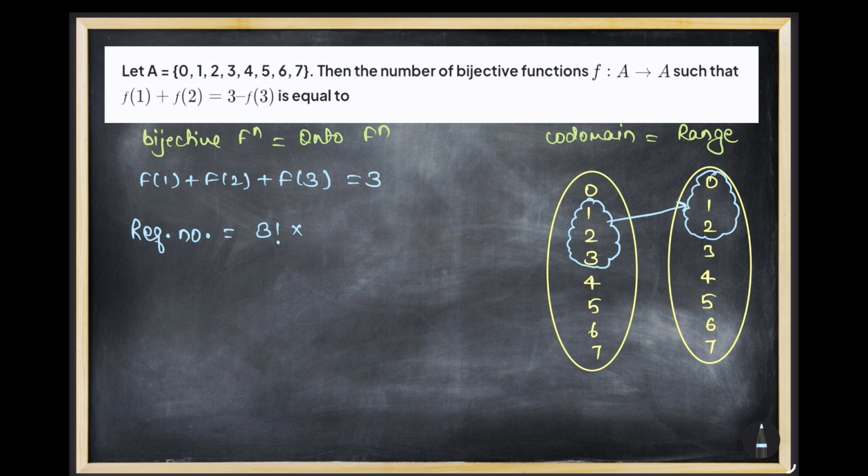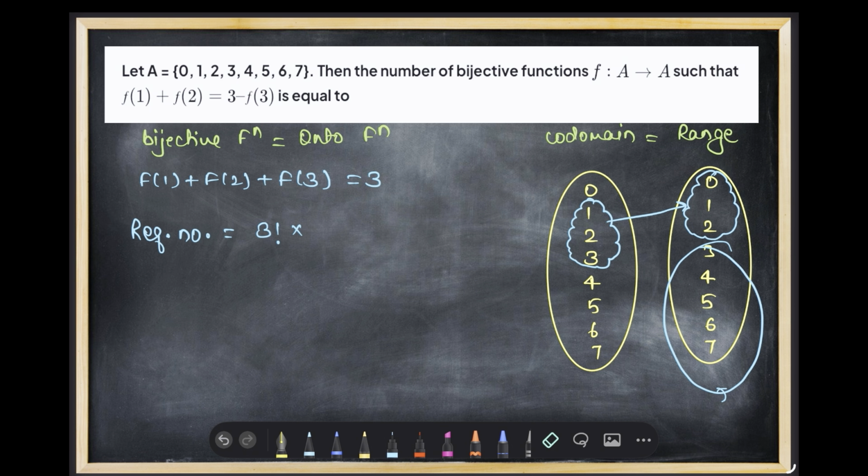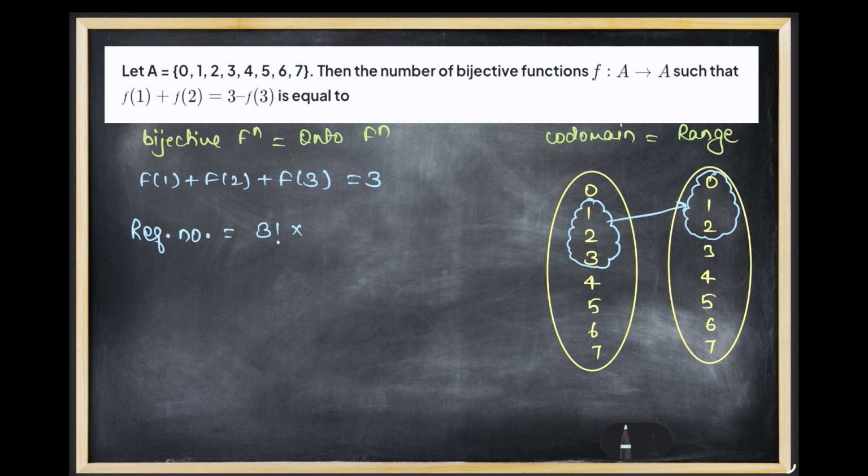Now you are left with 5 elements in the yellow bubble and 5 elements in the next set. So the first element has 5 choices, second element 4, 3, 2, 1. So it is 5 factorial. So the required number is 3 factorial into 5 factorial.